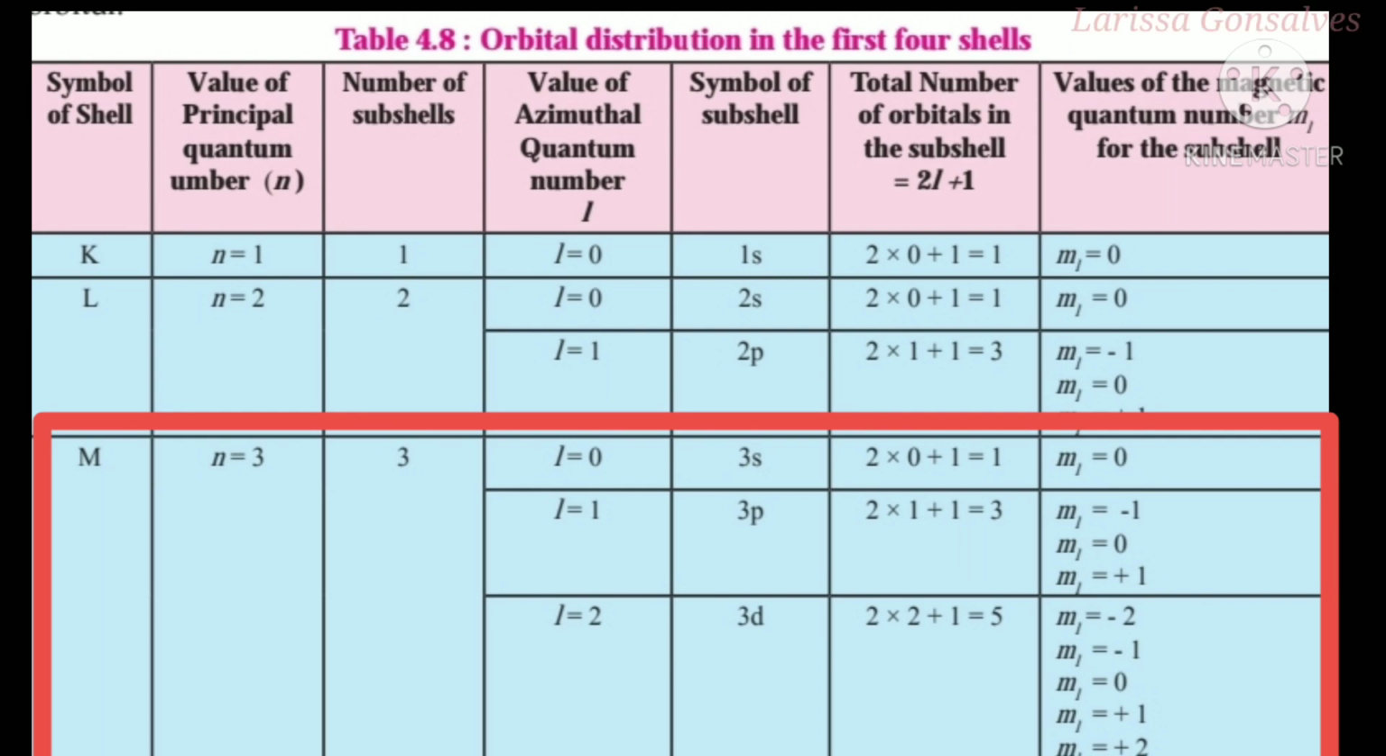Again, we have to follow the same rule, that is using the formula 2L plus 1. So, where L is equal to 0, we get the value of M as 1. So, we need to have only one magnetic quantum number which will be equal to 0. Where L is equal to 1, after solving we get the answer as equal to 3. So, we need to have 3 magnetic quantum numbers. So, it will be -1, 0 and +1. Where L is equal to 2, we get the answer as equal to 5. So, here we need to have 5 magnetic quantum numbers. So, those will be -2, -1, 0, +1 and +2.